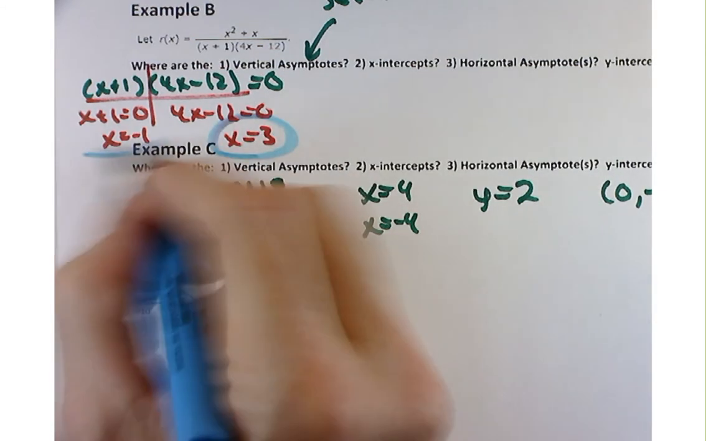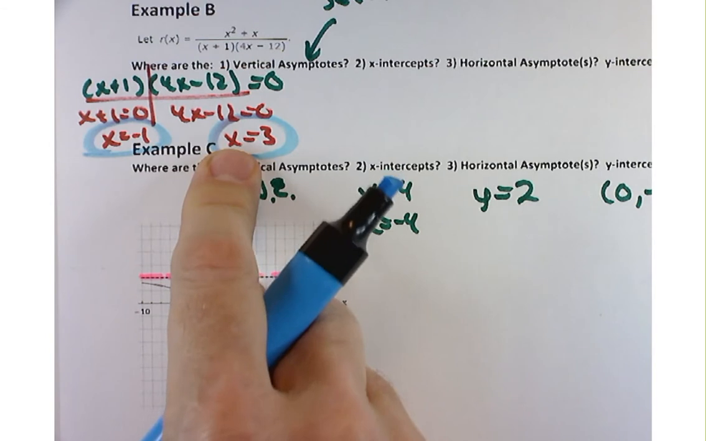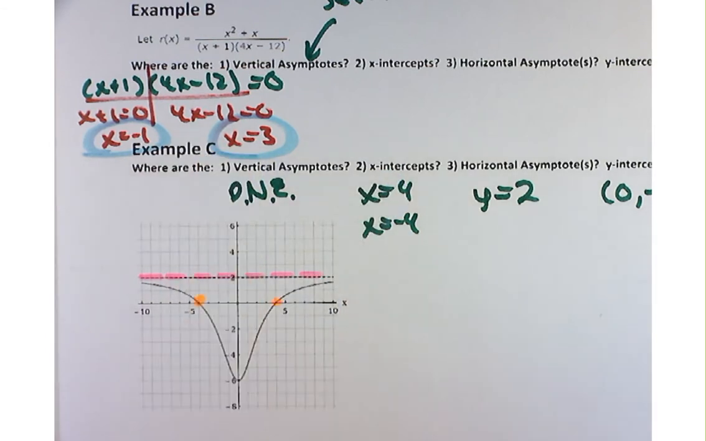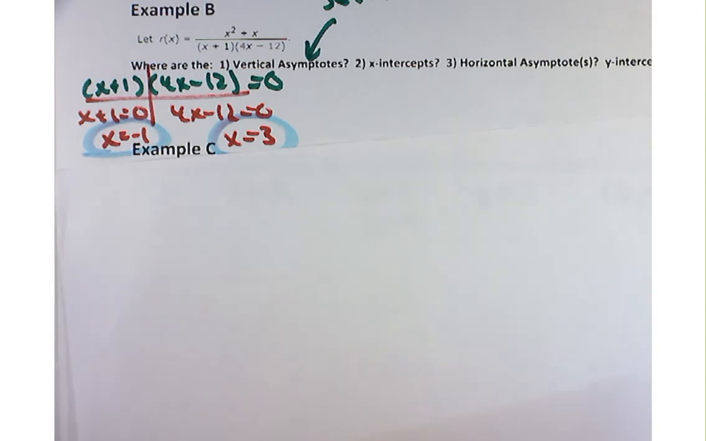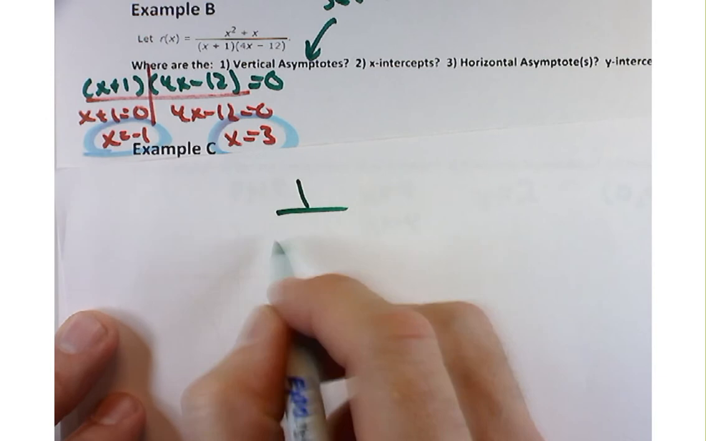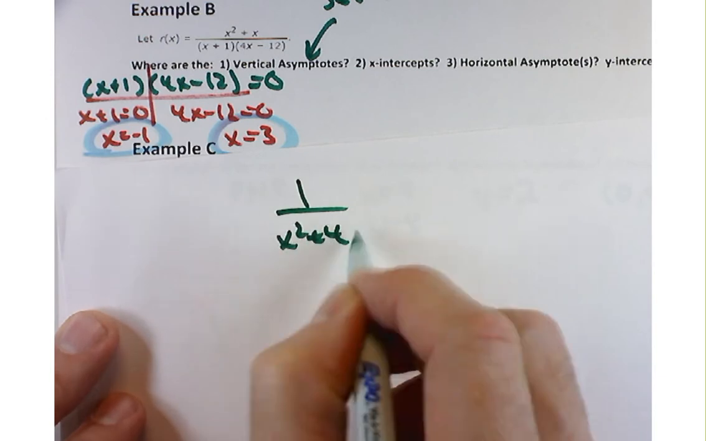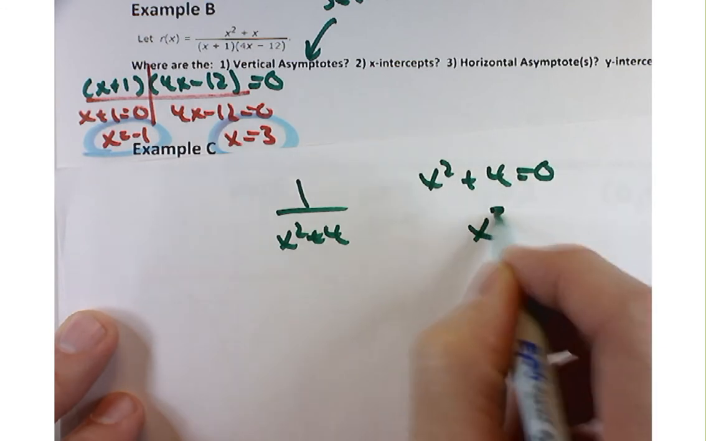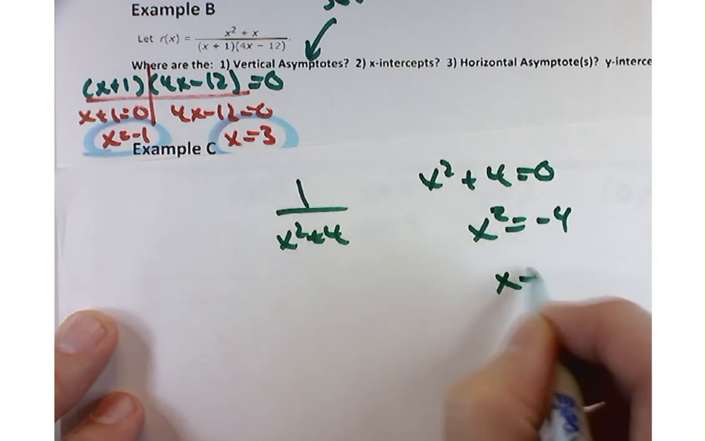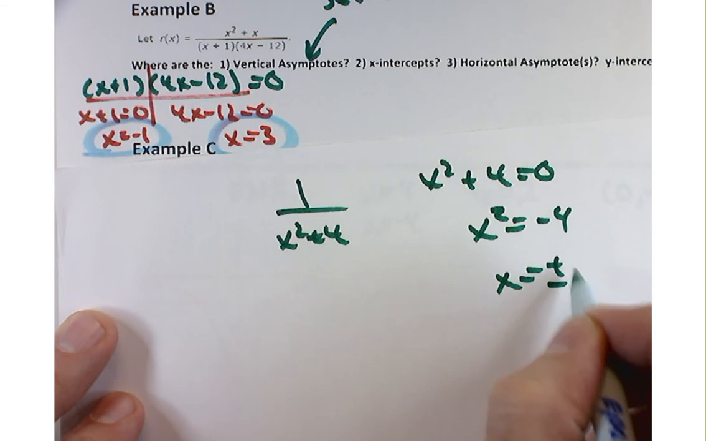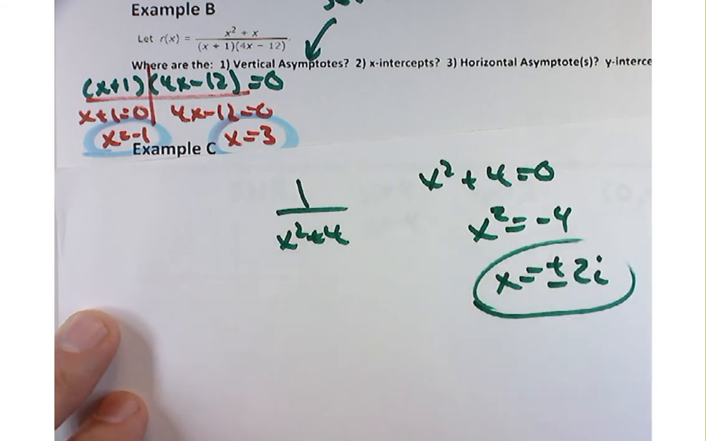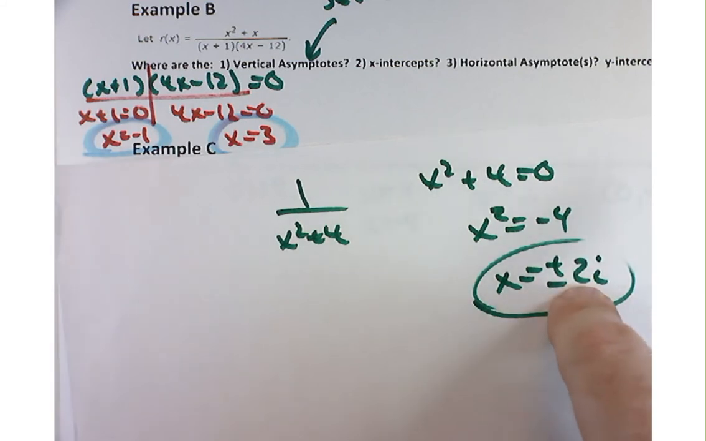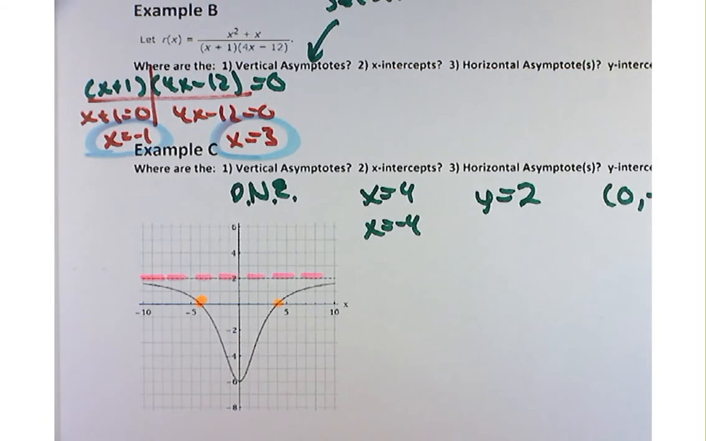Now, you don't have to worry about complex values for vertical asymptotes. If you had, say, x squared plus 4 or something like that in the denominator, it's not going to have a vertical asymptote. When you set this equal to 0, you'd end up with two negative values or two complex values. You're not going to get imaginary asymptotes. They only count if they're real asymptotes.